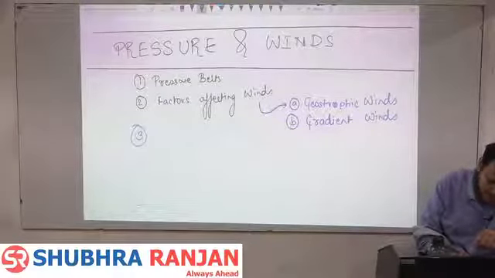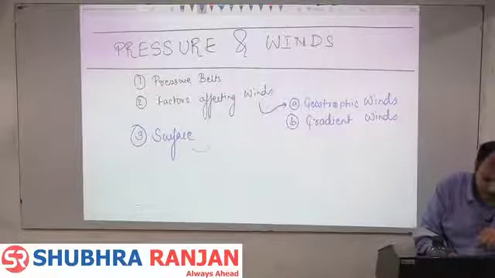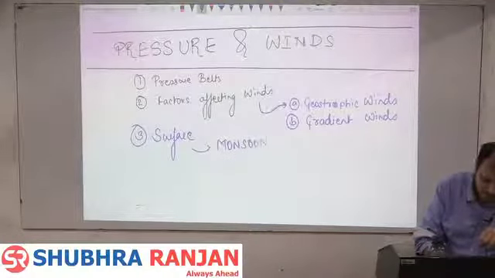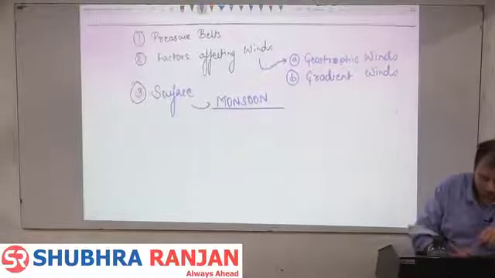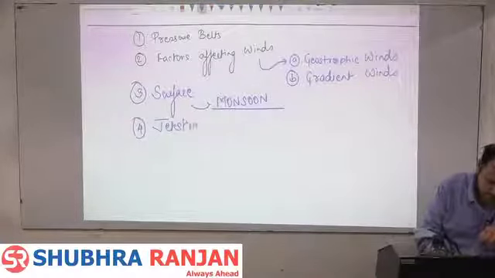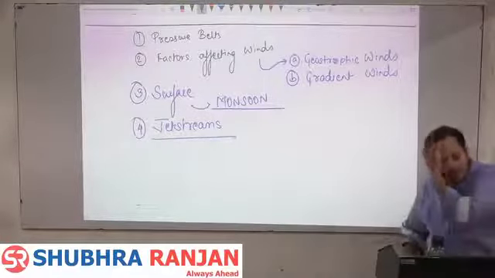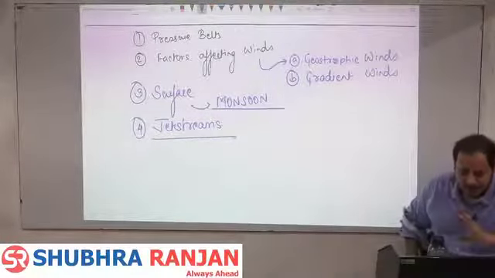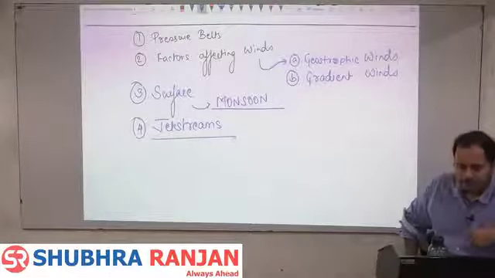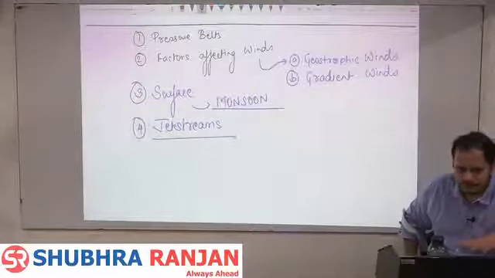The third topic here will be surface winds, in which I will do Indian geography's monsoon. And in the monsoon we will do all things, that is El Nino, La Nina, Indian Ocean dipole, Madden-Julian oscillation, etc. and the jet streams.